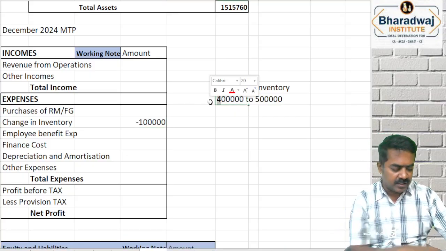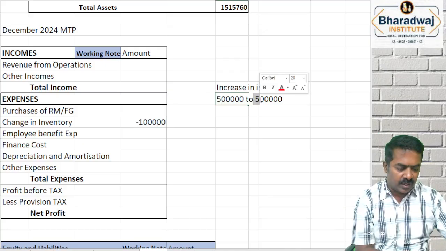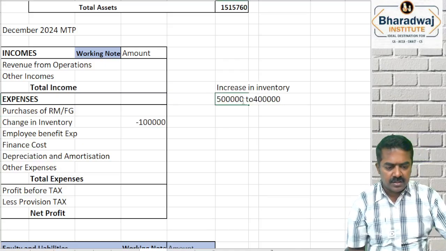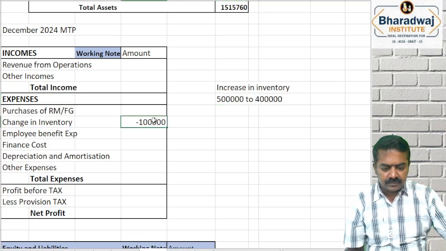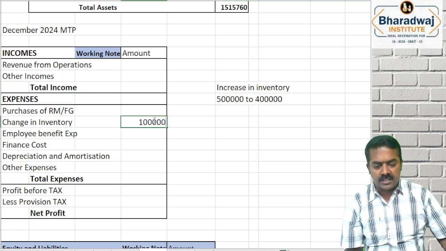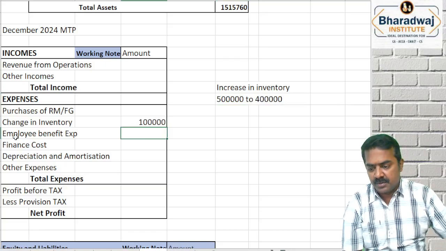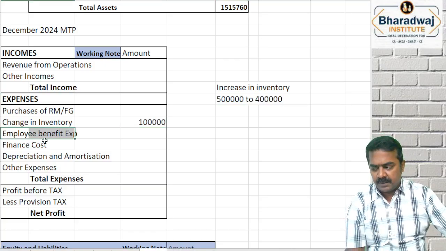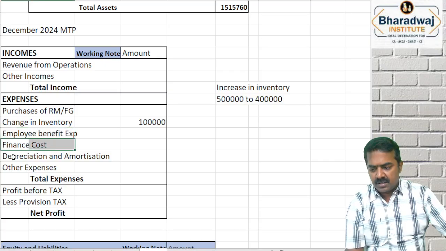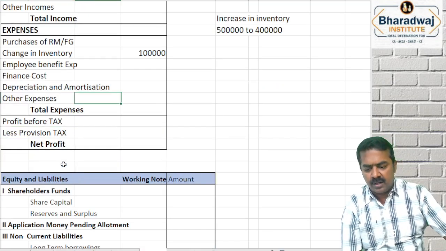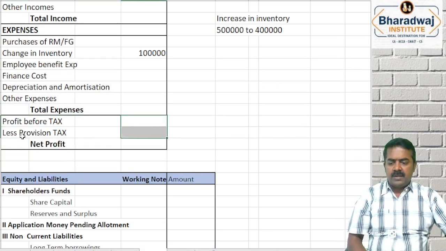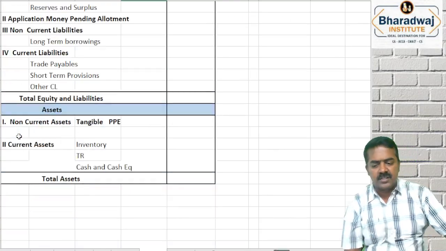Suppose if it is otherwise, from 5 lakh to 4 lakh, if inventory reduces, change in inventory, we'll take it as a positive amount in expense because it is consumed. Then employee benefit expenses, finance cost, depreciation and amortizations, then other expenses. We include total of expenses. PBT minus provision for tax will give us net profit.